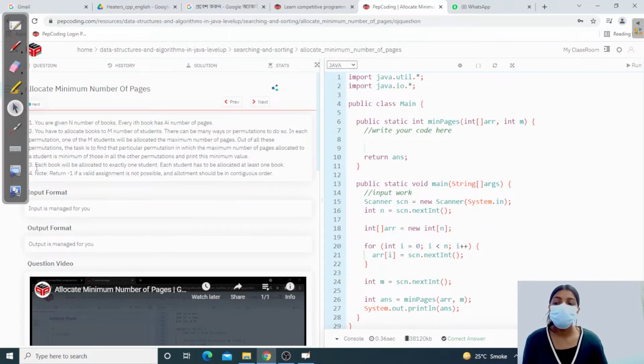But the main thing, the constraint we have to read, is in the third line, that is each book will be allocated to exactly one student. Okay, it means we cannot allocate the same book to other students also, like we cannot allocate a single book to many students. Okay, and each student has to be allocated at least one book. It means there should be at least one book allocated to a student.